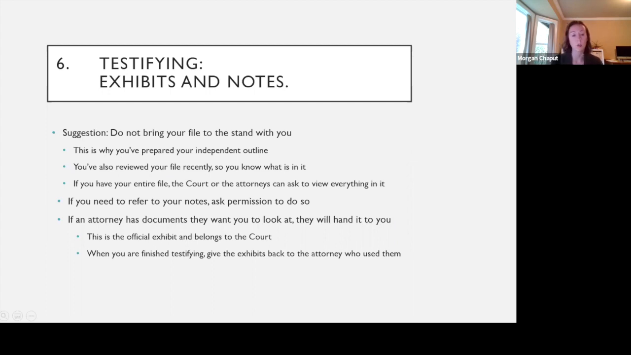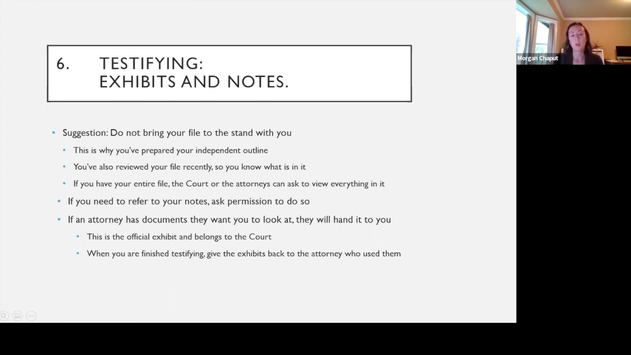But again, any of the attorneys or the court can ask to see your notes if you refer to them specifically. If the attorney has a document that they want you to look at, they have to hand it to you. So like I mentioned, not having your entire file with you, but if the attorney wants you to specifically look at, say, a family time report from last year, you probably have it in your file, but if they want you to look at it, they have a specific exhibit. It's got a little sticker, typically in the bottom corner, like a different color, and it says exhibit A or B or something like that on it. That's an official exhibit to the court record and it belongs to the court.